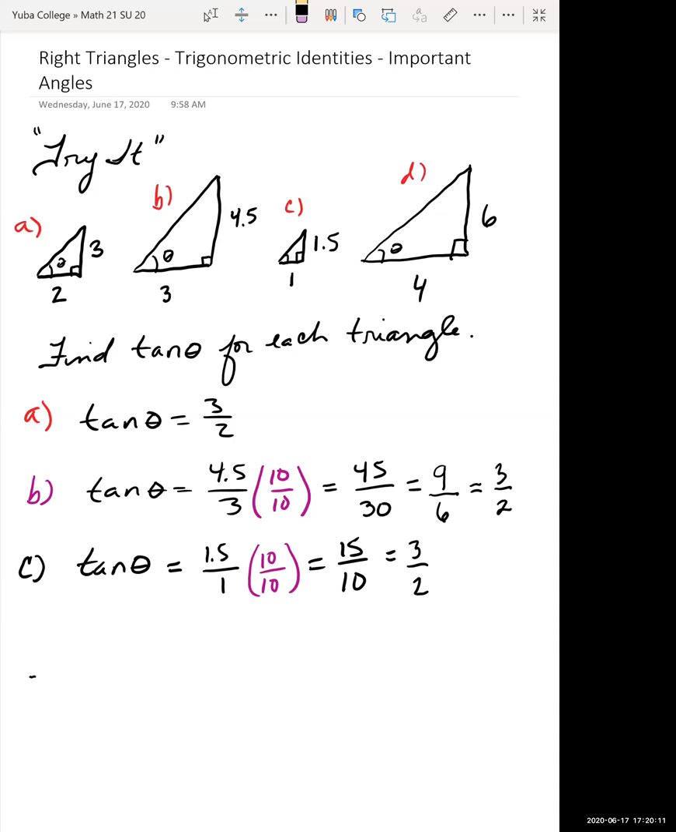You could have also just multiplied the fraction by 2 instead of having to do times 10 and everything. It'll be a lot simpler. Just if I multiply the fraction by 2 over 2, you still get the same thing. Yeah, that would have worked. Yeah, definitely.